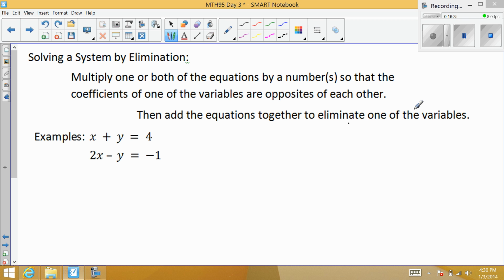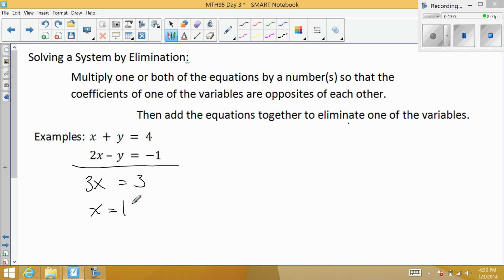So my first example here is quite nice because I can simply take both of these two equations, add them together, and because I have a positive 1y and a negative 1y, the y's are going to cancel each other out and eliminate the y, leaving me with an equation that has only one variable. So 1x plus 2x is 3x. Y subtract y is 0, so it's gone. And 4 plus negative 1 is 3. This I can solve for x.